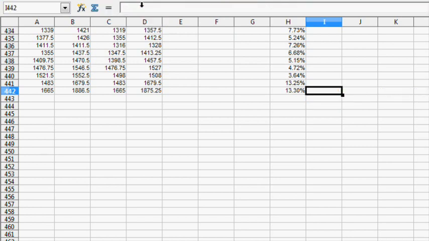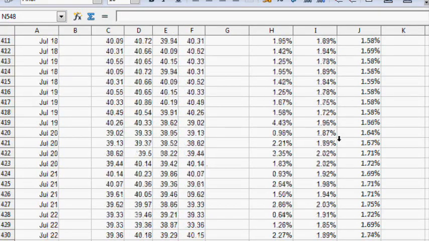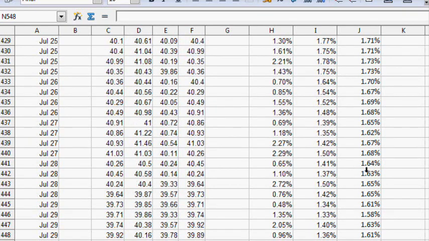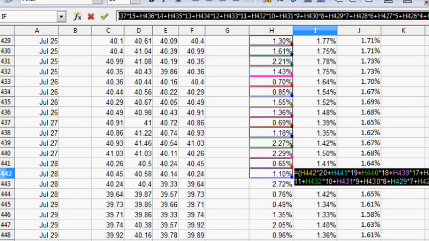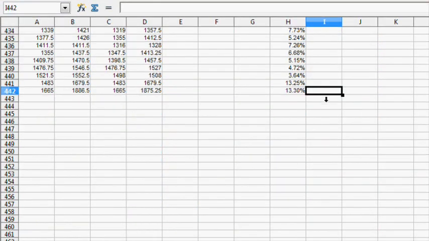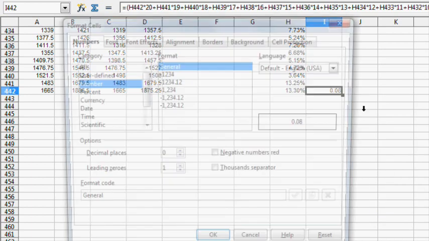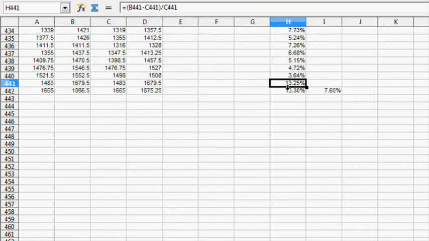So what I got to do to fix that is go to H442 on the previous spreadsheet and make the copy. So I push the copy button, and now this should work. There we go. So this gives us a 20-period average of this in here.